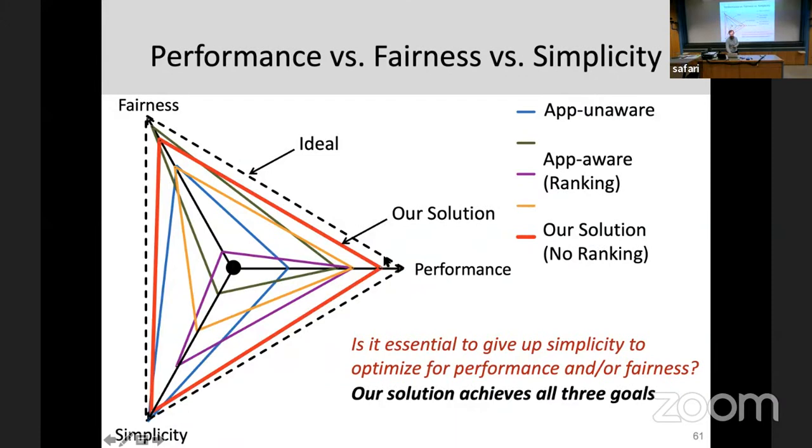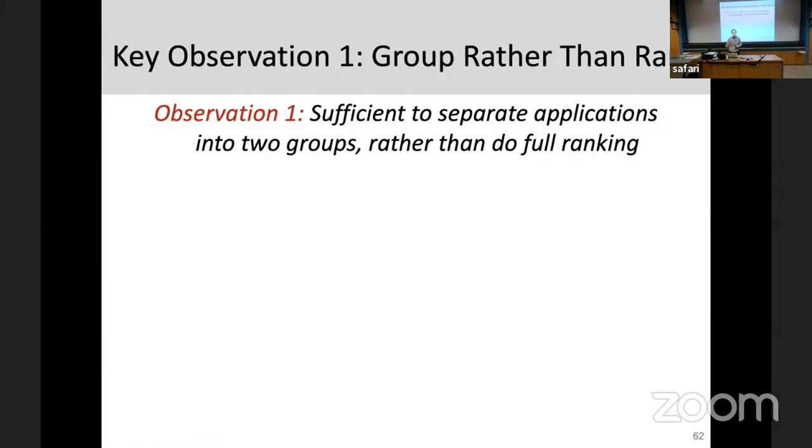So basically, we give up some fairness to gain a lot of simplicity, and it turns out we actually improve performance. But again, this depends on the workload. The major observation is that ranking is bad for complexity. Ranking is good for preserving parallelism awareness, but unfortunately, it adds a lot of complexity to the scheduler.